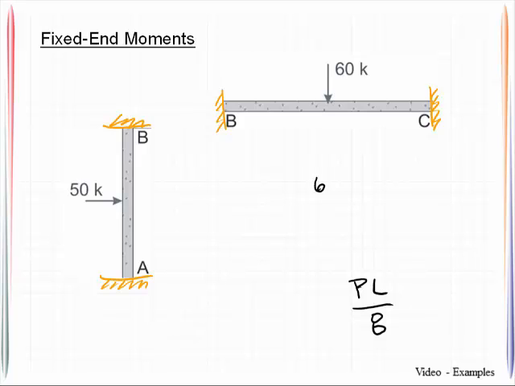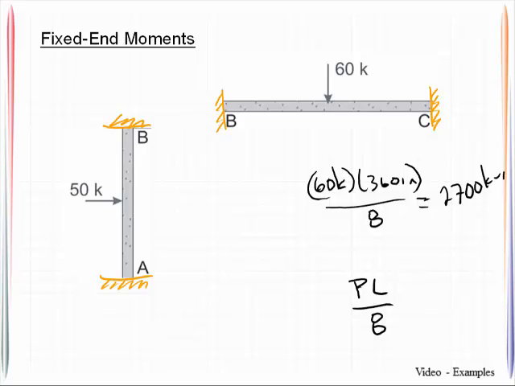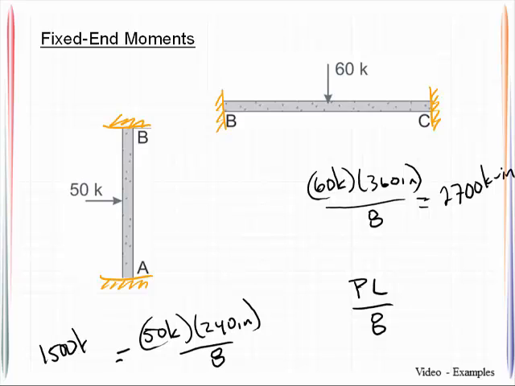So for this one, we'd get 60 kips, 360 inches, all over 8 is equal to 2,700 kip inches. And for this one, 50 kips, 240 inches, all over 8, and that will be equal to 1,500 kip inches. I'm going to go ahead and sketch those on these diagrams.